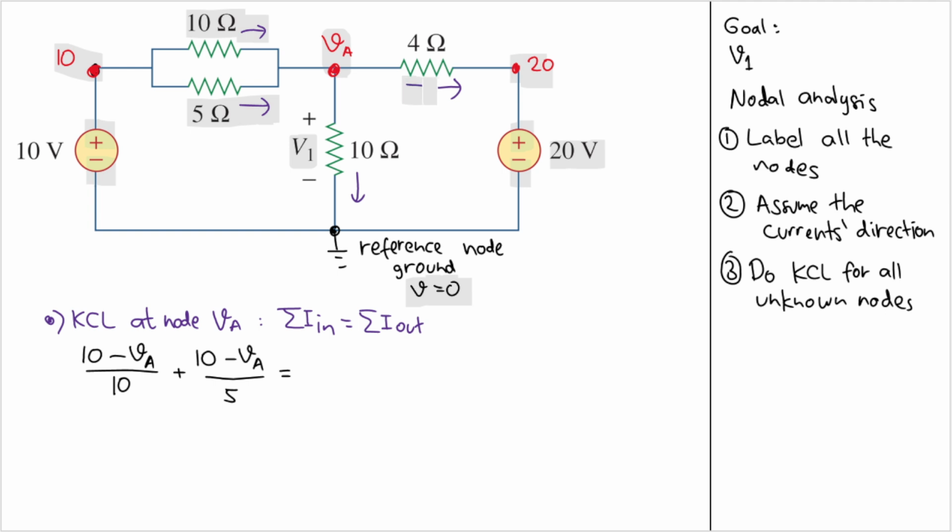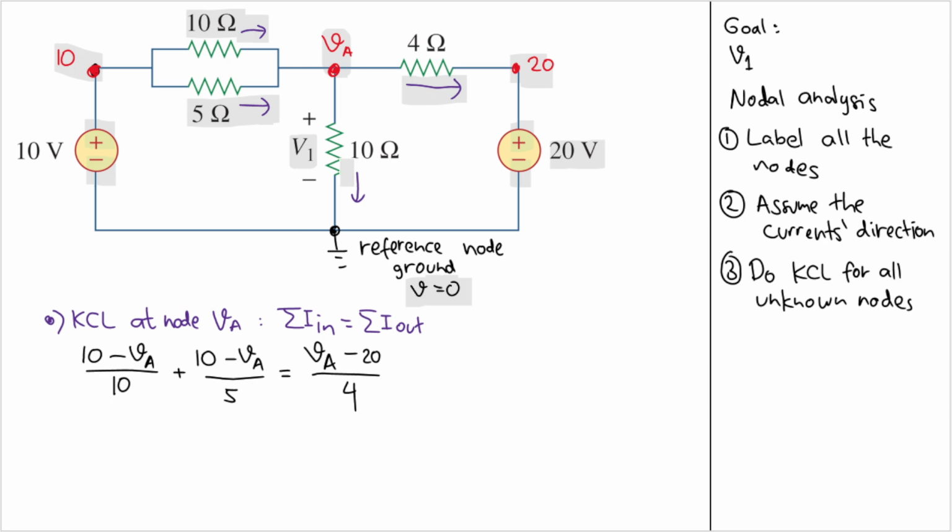Let's do this first, okay? And this current comes from VA, so I will have VA. And then this current goes to this 20-volt node, so I will have VA minus 20. But remember, this is voltage, we need to divide it by the resistance between them to get current, so I will have 4.